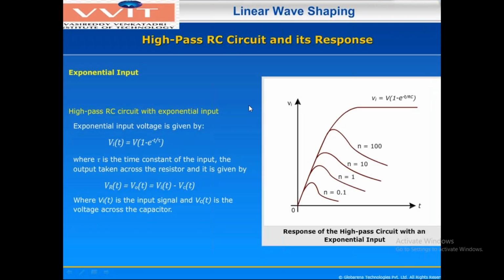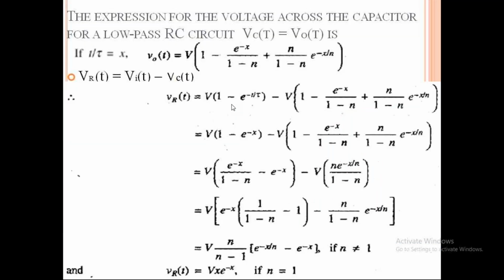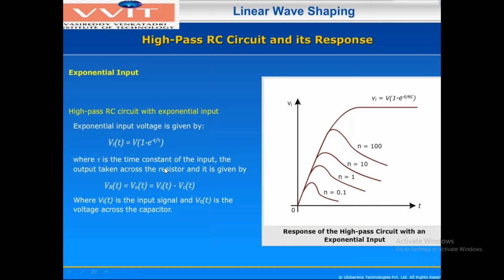And last one, exponential input applying to the high pass RC circuit. So we know that the exponential input formula is V of t equal to capital V into 1 minus e power minus t by tau. This is an exponential waveform generated by some other circuit. That circuit's time constant is tau. Now this waveform is input to the high pass RC circuit. Now the output waveform is nothing but the voltage across the resistor.